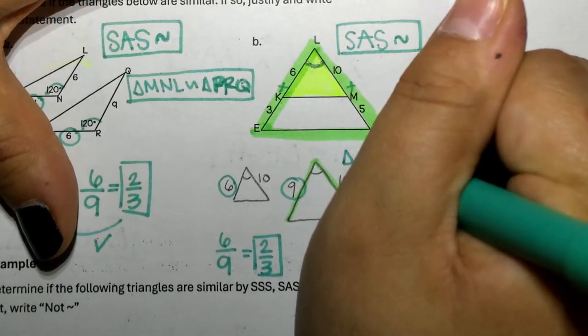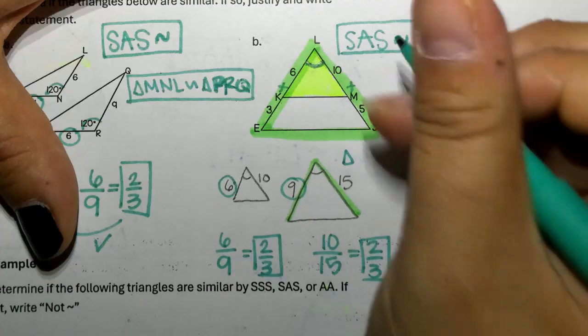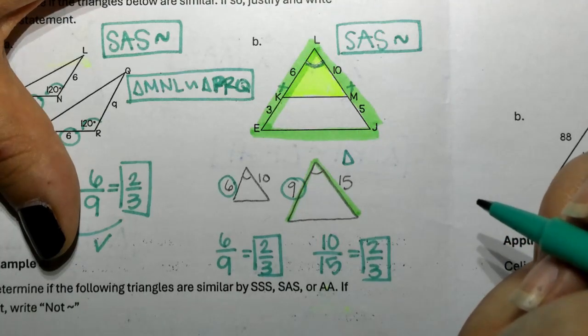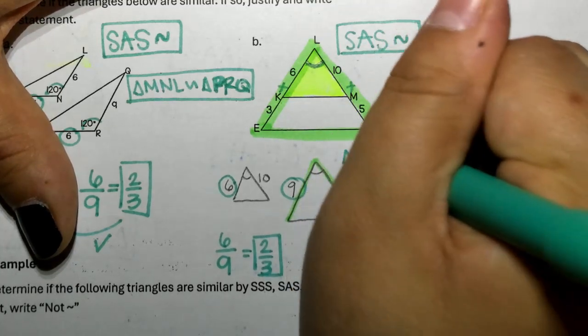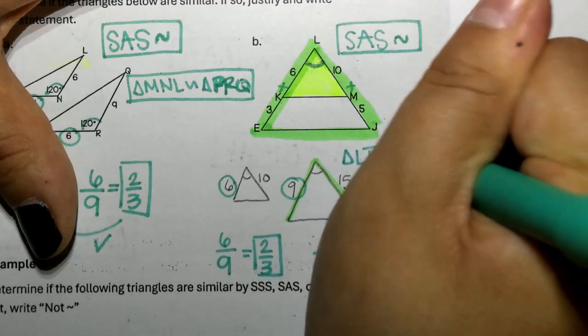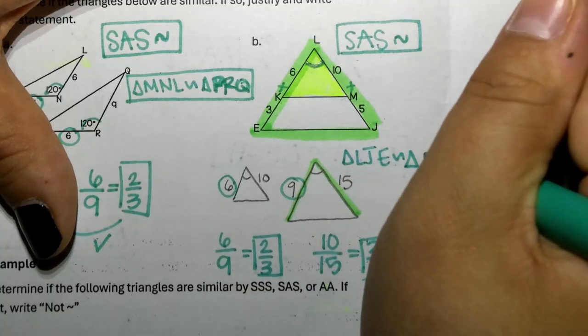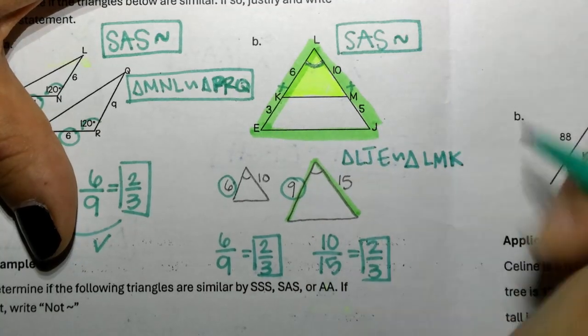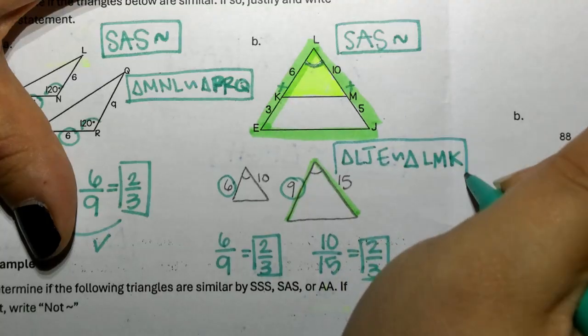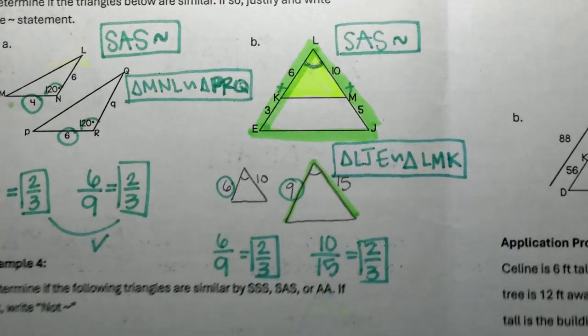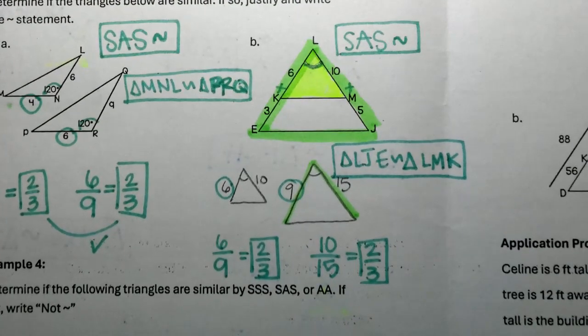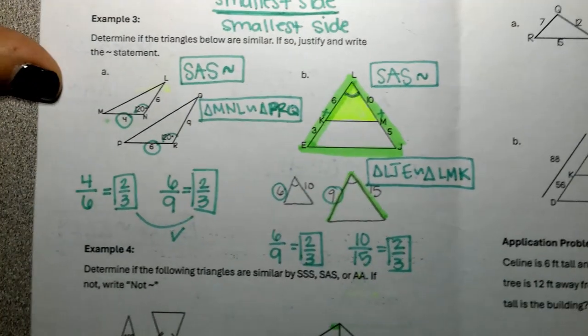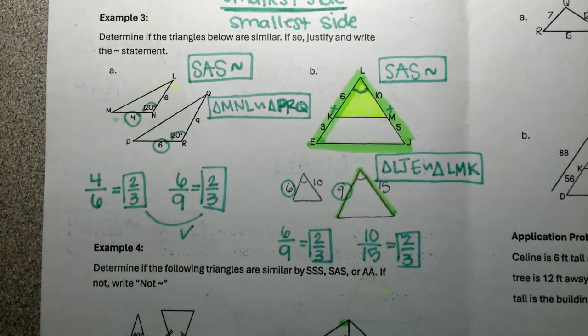What'd you do? L what? LJ what? LJE is similar to triangle LMK. And you could have switched that around if you did, that's fine. Okay? Any other questions I can answer for you?